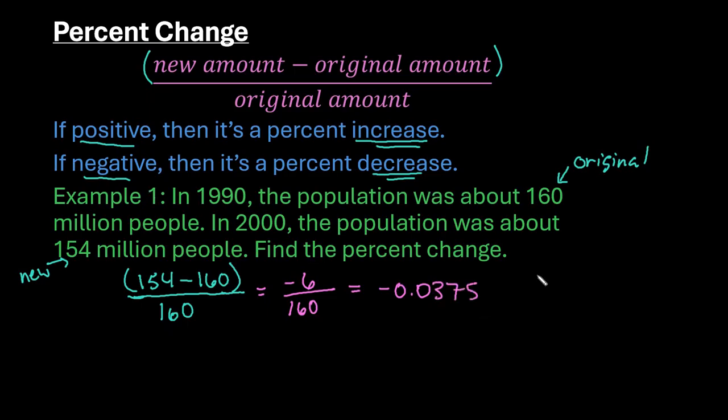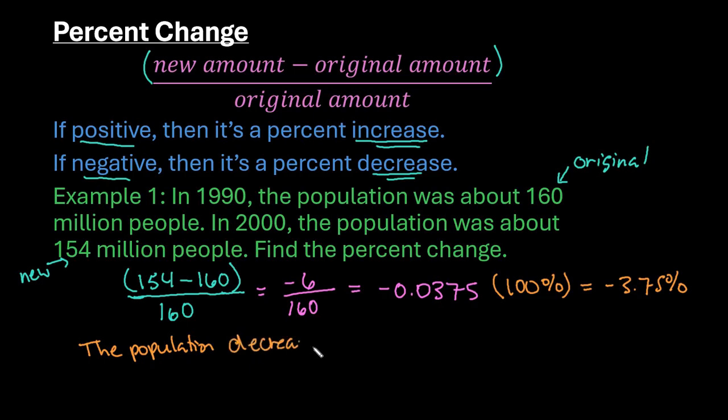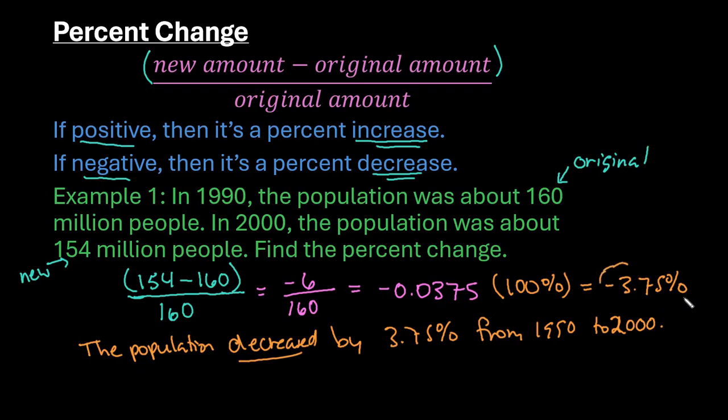-0.0375. And then I would multiply this by 100% to convert it into a percent. So we can say that it's -3.75%. And then if you explained it, we could say that the population decreased by 3.75% from 1990 to 2000. Okay. So this would end up being a percent decrease since it's a negative value.